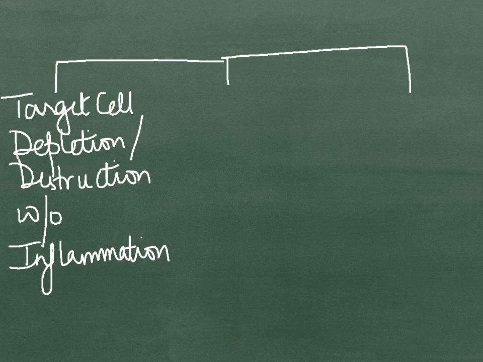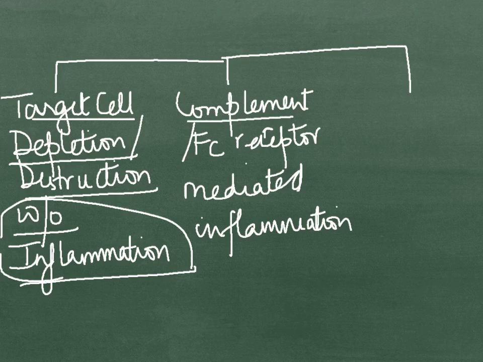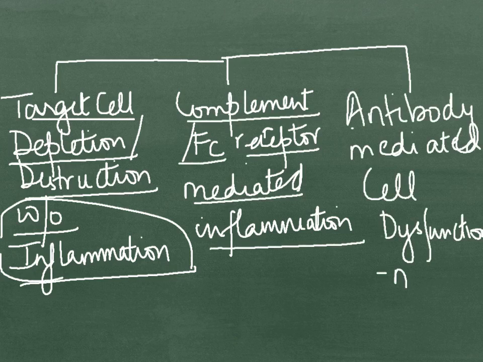So the first type is target cell depletion or destruction without inflammation. Remember, there is no inflammation in this case. The second type is complement or Fc receptor mediated inflammation. And the last type is antibody mediated cell dysfunction. Now let's discuss these three types individually.